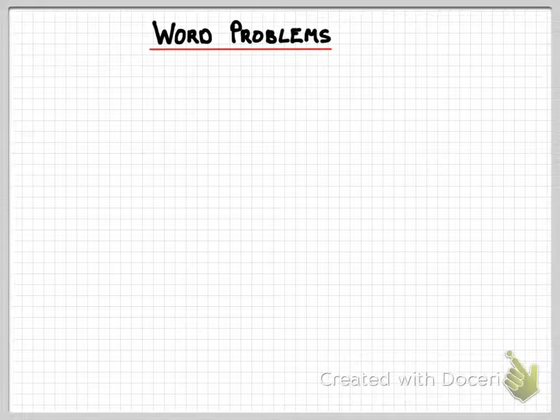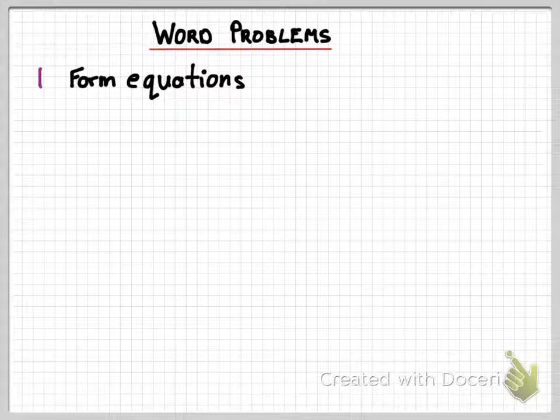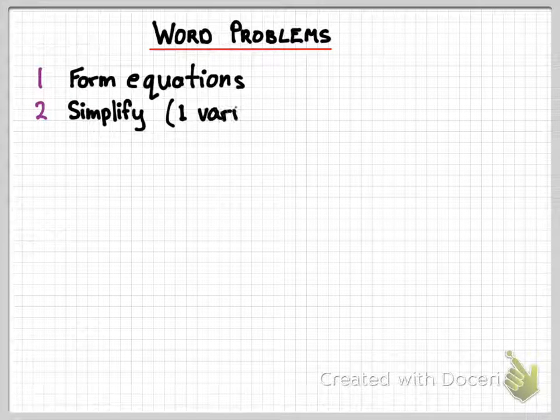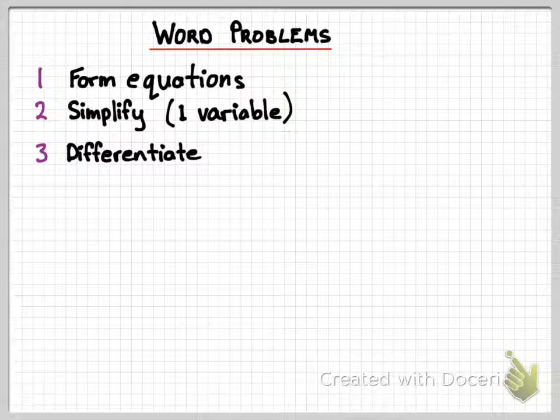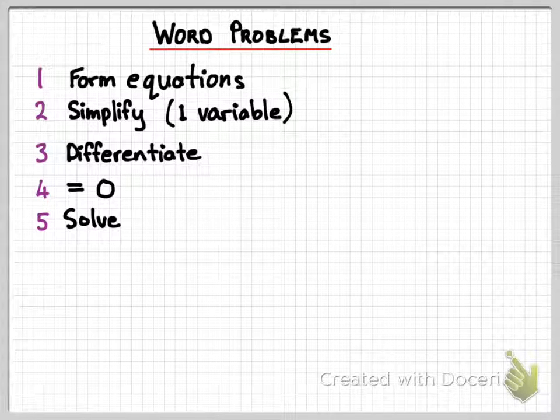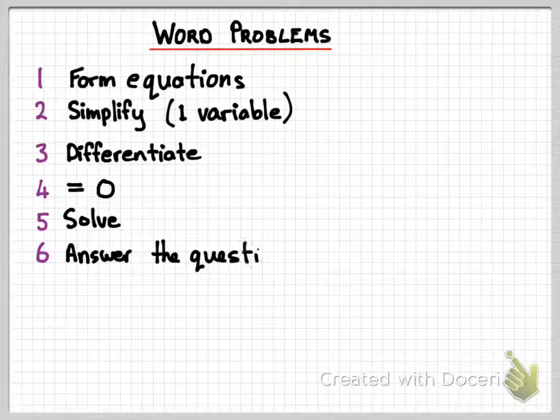Here we're going to look at calculus to solve some word problems. So we need to form equations. That's always our first step. Simplify the equations, put them all in terms of one variable. You can't solve it when you've got x and h or w and l, so you need it all in one variable. Differentiate, make it equal 0, solve it, and then you also answer the question.